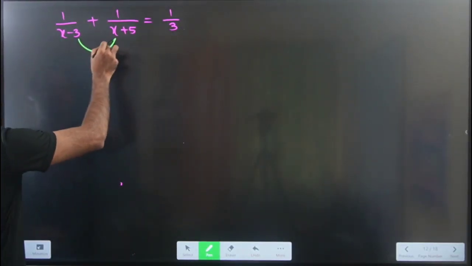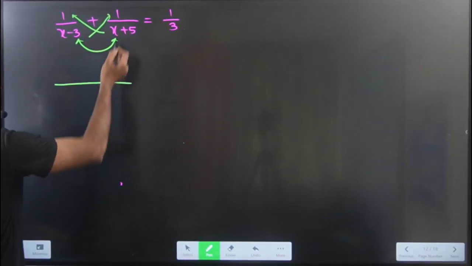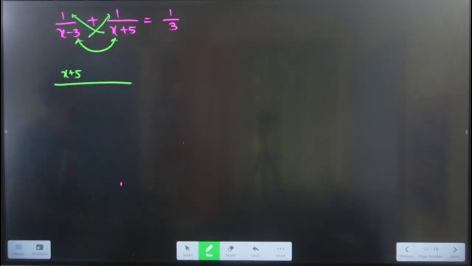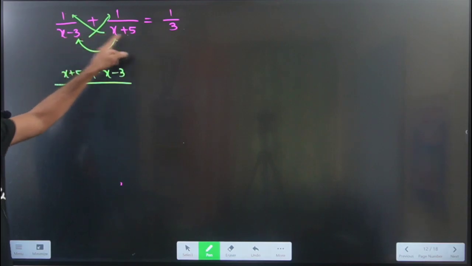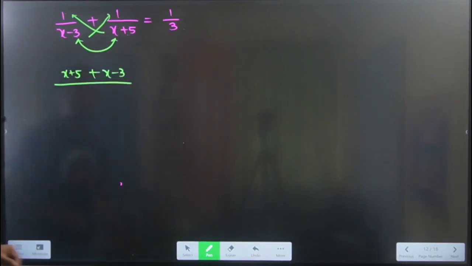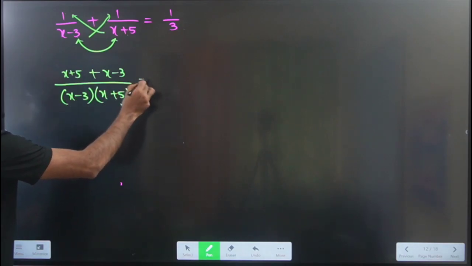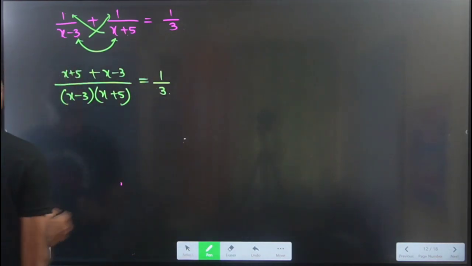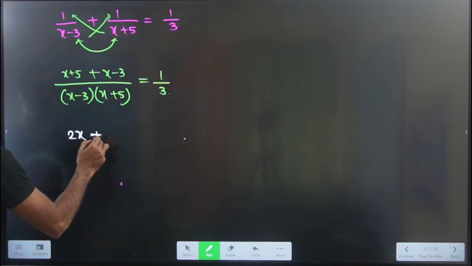Now what you have to do? You have to do the butterfly method, right? First you multiply x plus 5 with 1, you will get x plus 5. x minus 3 with 1, x minus 3, plus x minus 3. Now these two expressions you multiply: x minus 3 into x plus 5, which is equal to 1 by 3. Now x plus x is 2x, 5 minus 3 is plus 2.